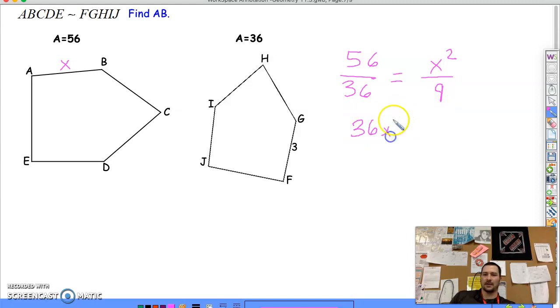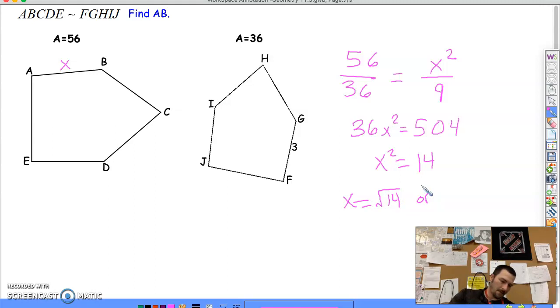So that means we're going to get 36x squared equals 56 times 9, so that's 504. Divide that by 36. X squared is going to equal 14. So we could say x equals square root of 14, or if you want the decimal, 3 point something, or 3.674. Either way. So that's how you set that one up. Just remember, the ones that get squared are the side lengths.